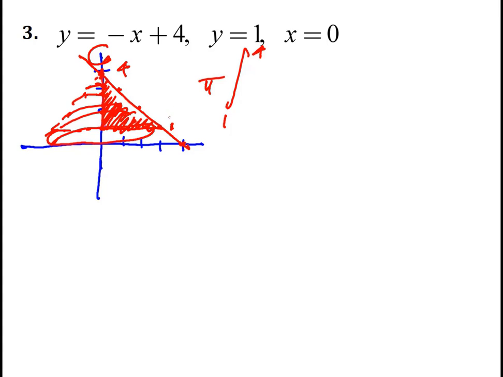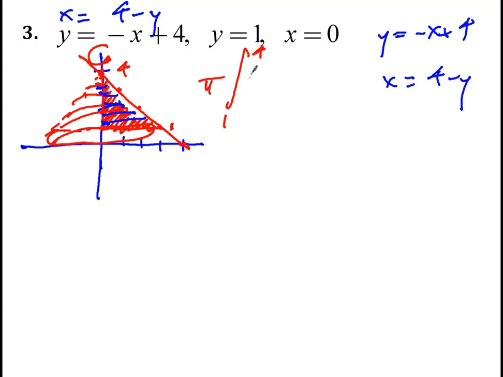Now I need the radius, but in terms of y. So we have to look at y equals negative x plus 4, and we're going to solve for x. So we bring the x over here, bring the y over here, so 4 minus y. That's what our function y equals negative x plus 4 in terms of y values is going to be: 4 minus y. So that's what our radius is going to be. All right. So it's pi r squared, so it's going to be 4 minus y, quantity squared dy. And once again, we have to FOIL this out.